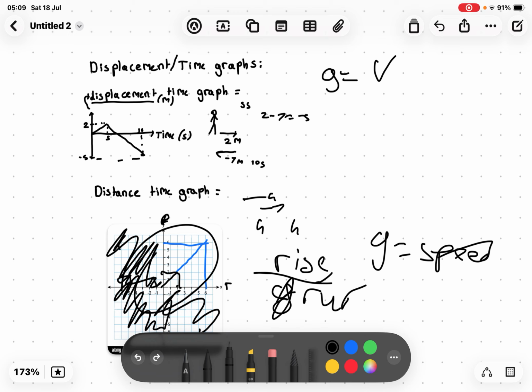Yeah. So velocity can definitely be negative. Negative just means direction. So speed is just how fast you're going, but velocity is speed with a direction attached.